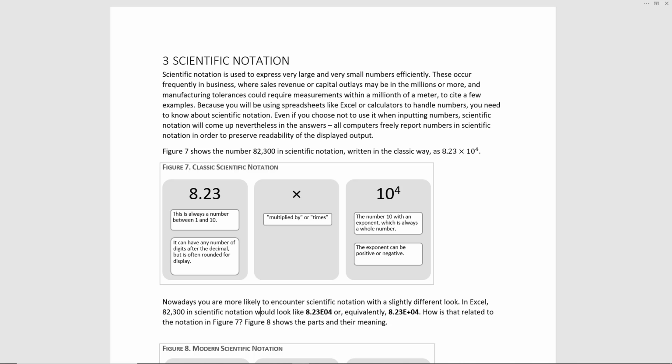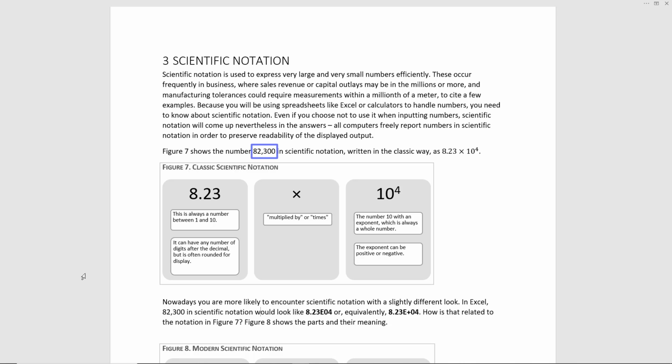Because you'll be using spreadsheets like Excel or calculators to handle numbers in this context, you need to know about scientific notation because these large and small numbers are going to come up. Even if you choose not to use it when inputting numbers yourself, scientific notation will nevertheless arise in the answers because all computers these days will just freely put things into scientific notation, and they do that in order to preserve the readability of their displayed output. So you're going to read scientific notation whether you like it or not, is what I'm saying. And this lecture is here to help with that.